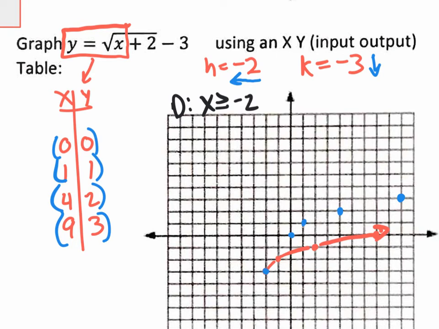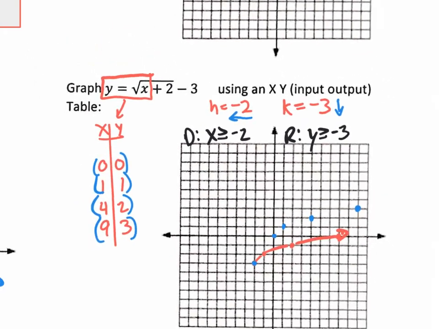How about the k value, or the range? The range will be your k value. So you're going to say y is what? Say again? Greater than or equal to -3. And that's about it, guys. That's how we're going to be graphing these guys.